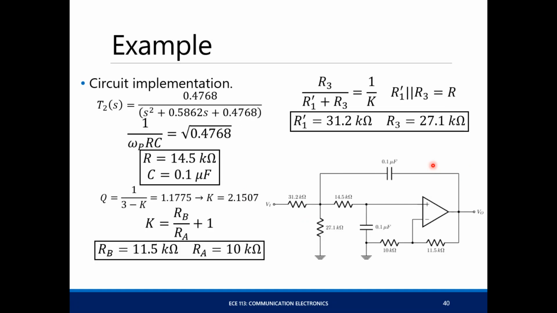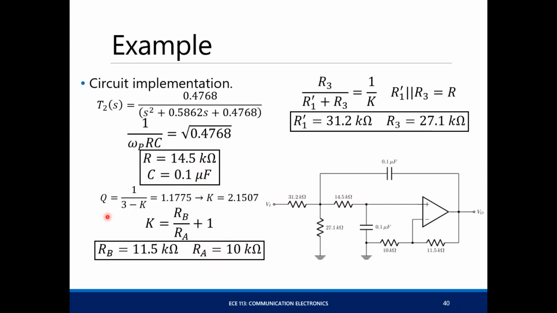To implement our second order active biquad filter, first you get R and C. The omega p is 1000, and the cutoff of this transfer function is the square root of 0.4768. So by using omega p, we can normalize to that value, to omega p, and we get these values for the resistor and the capacitor.